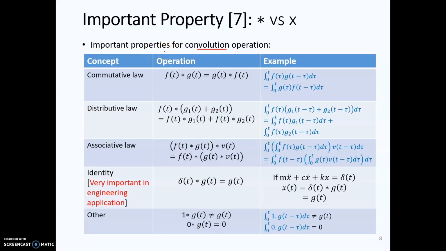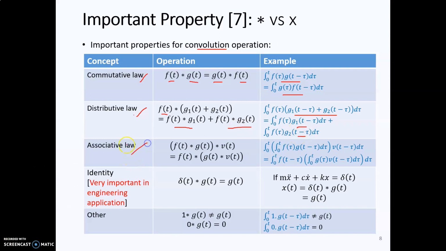These are the important properties of the convolution operation. For the first law, you have f(t) convolved with g(t), which gives you this formula. And if you perform g(t) convolved with f(t), you perform it with this formula. If you perform these two formulas, both of them should give you the same answer. In the second law, when you take f(t) and convolve it with g1 plus g2, which is this formula, it will be the same as when you convolve it separately, like this.